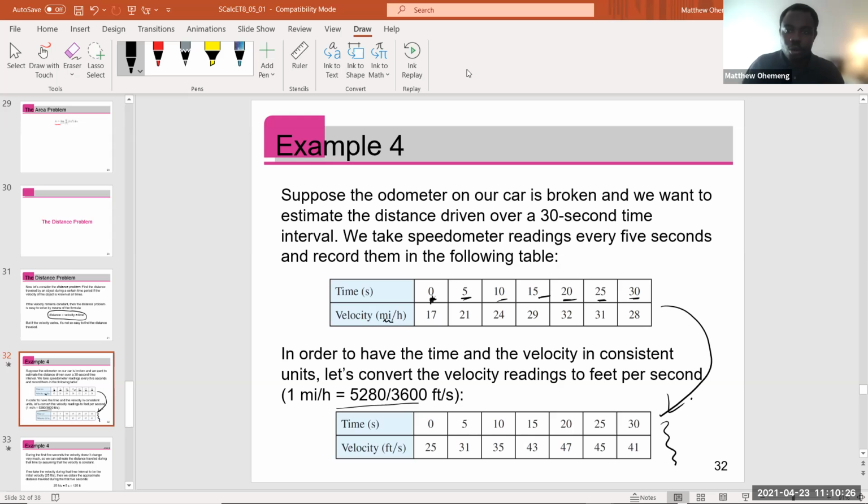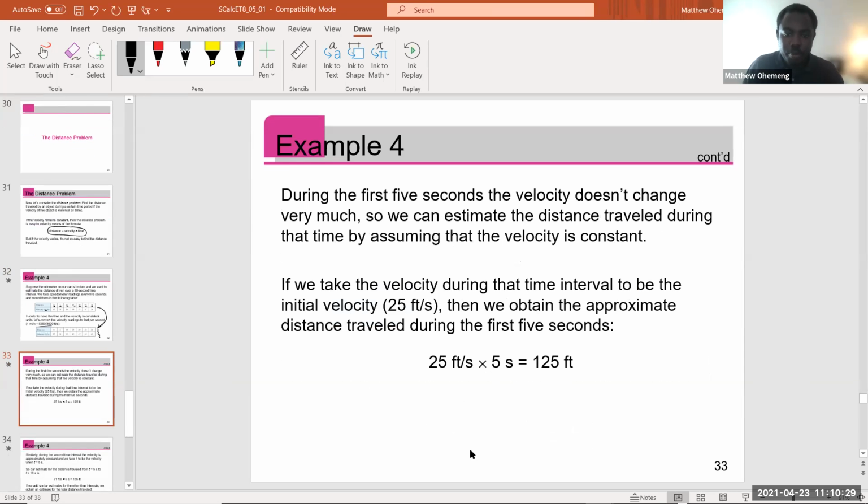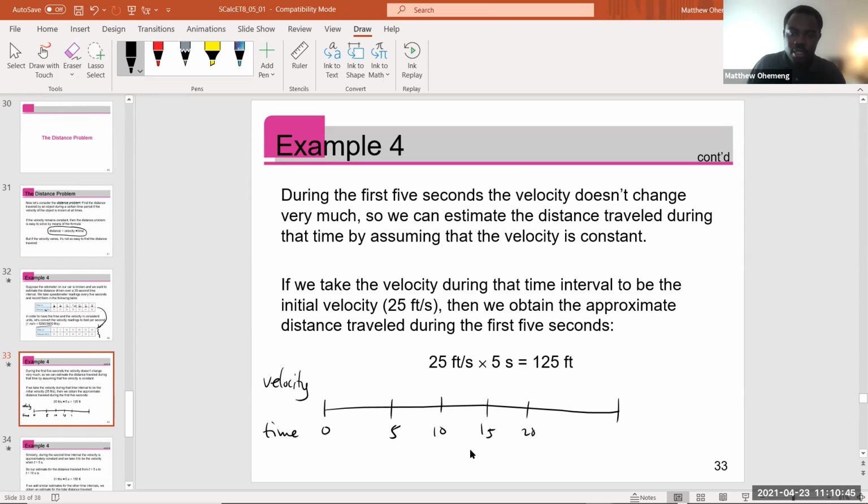Okay. So let me create a little table here. So 0 to 5. So this is the time, and this is the velocity. Right, 0, 5, and next is 10, 15, and then 20, 25, 30, right? And then within this time is 0, 25, so this 25, and then this 31, 35, 43, 47, 45, and then the last one is 41, 47, 45, right?